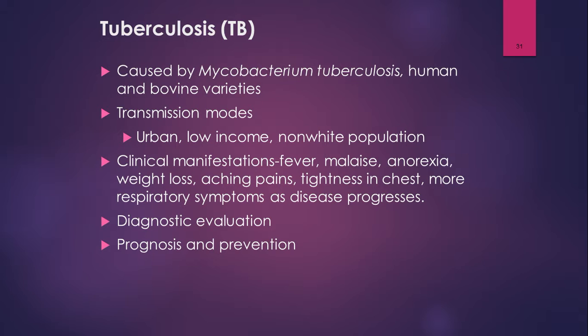Tuberculosis, or TB, is caused by Mycobacterium tuberculosis. There are the human and bovine varieties which children are susceptible to. Case rates of TB for all ages are higher in urban, low-income areas and among non-white racial and ethnic groups. Clinical manifestations vary, but they generally include fever, malaise, anorexia, weight loss, aching pains, tightness in the chest, and as the disease progresses, more respiratory symptoms occur.